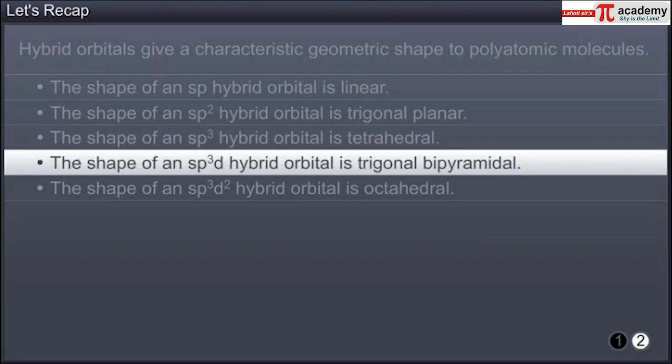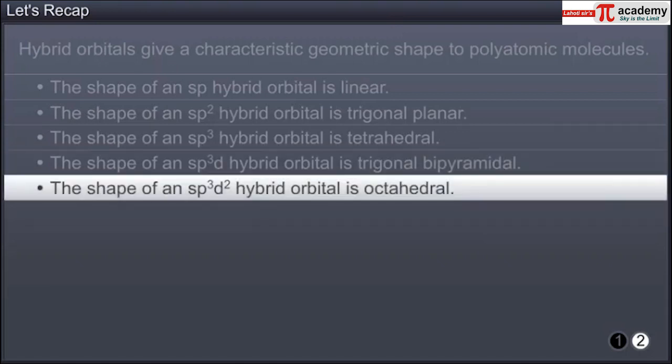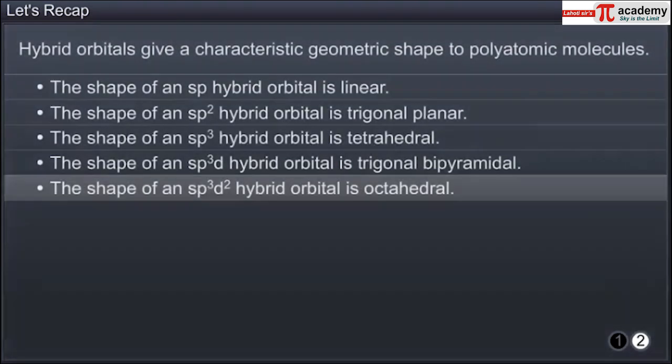The shape of an sp3d hybrid orbital is trigonal bipyramidal. The shape of an sp3d2 hybrid orbital is octahedral.